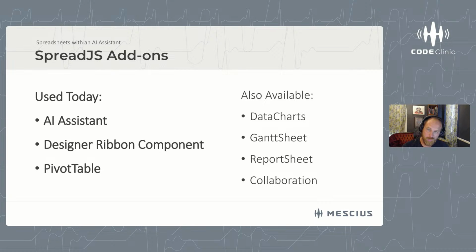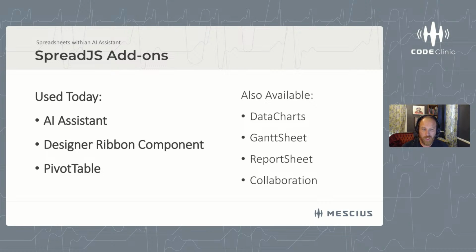So today, what we've used is SpreadJS. We've used some add-ons of the AI assistant, the designer ribbon component. That's if you want that Excel-like ribbon at the top of your spreadsheet. The pivot table, we spent some time on that. And then there's other add-ons we have available as well. We have a data charts add-on, a Gantt sheet add-on, report sheet add-on.